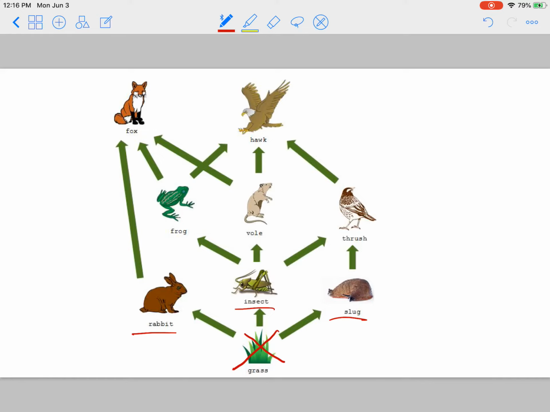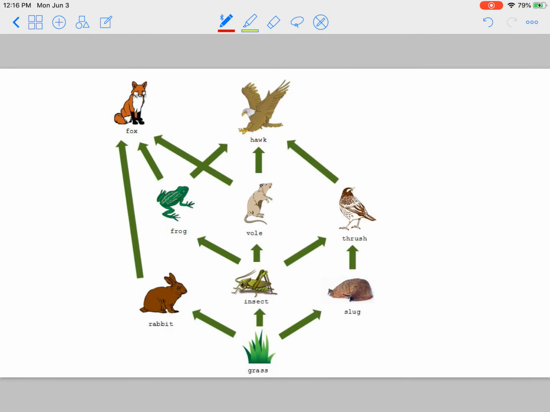Now, if those were to be eliminated, then my frog, my vole, and my thrush would also be eliminated because that's their food source. So they're eventually going to become extinct. And then my fox and my hawk are not going to have anything to eat to get energy, so they are going to eventually become extinct. So the single most important is going to be your producer, which is the grass.